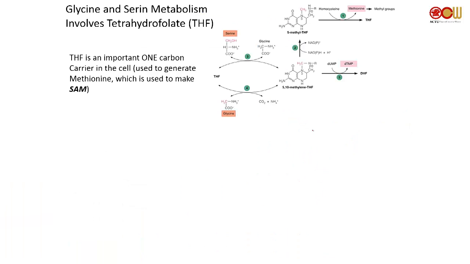Now we're going to spend a little bit of time on glycine and serine metabolism. Serine and glycine metabolism involve this cofactor called THF, tetrahydrofolate. THF is an important one-carbon carrier in the cell. Previously, we talked about SAM as the one-carbon carrier. Turns out THF is used to make SAM. So, one-carbon carrier, methyl carrier. A methyl carrier is SAM.